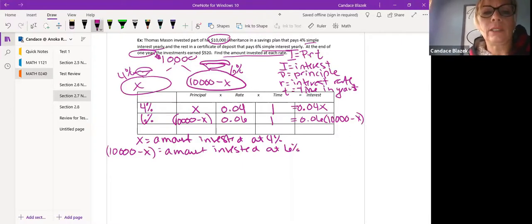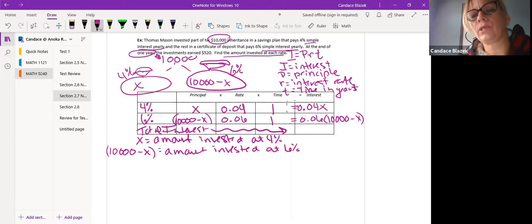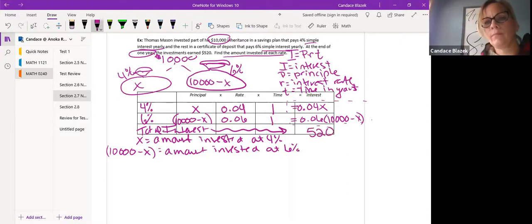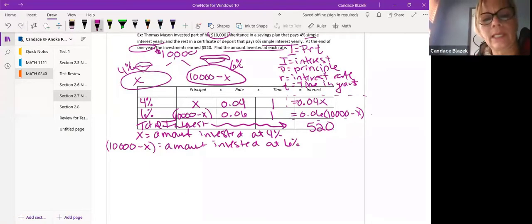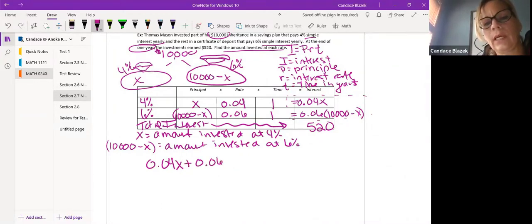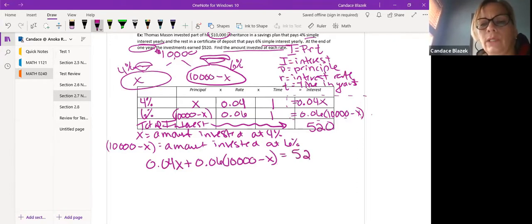All right, so when we look at this, our total interest will be right here. When we add the interest at 4% plus the interest at 6%, we find that we get a total interest of $520. And that is exactly what our equation will be. So we're going to take the interest at 4% and add to it the interest at 6%, and I'm getting this information directly from the chart. And it's going to give us our total interest.